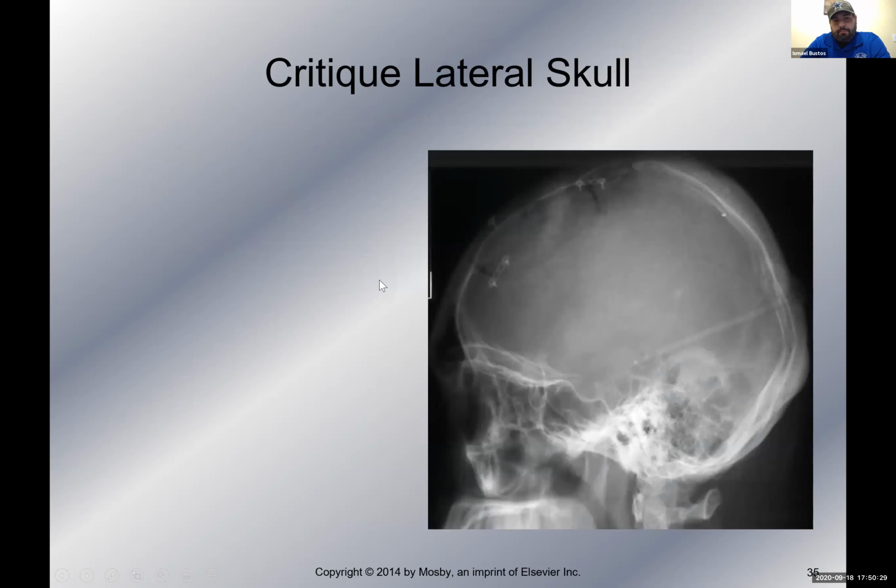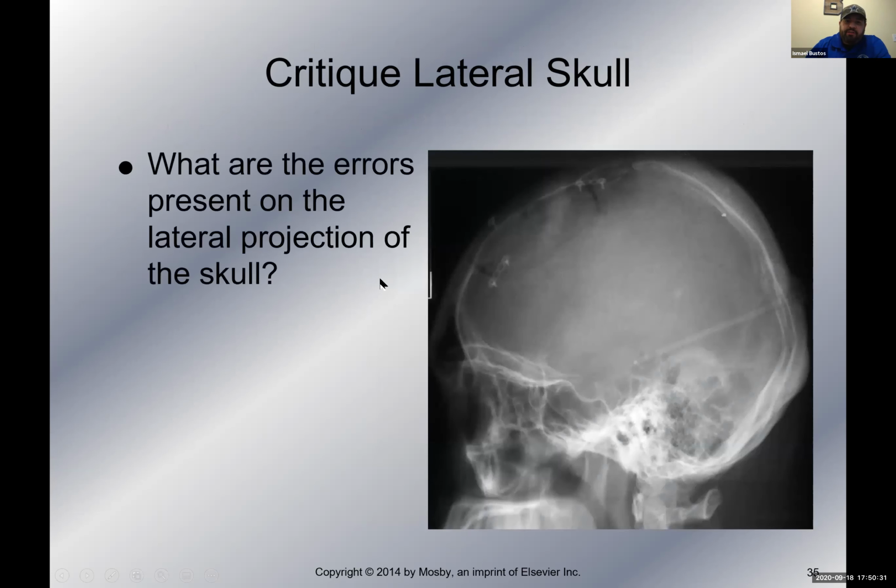Lateral skull. What are the errors present on this lateral skull? All right, so let's look at it. First of all, is all the anatomy there? I mean, we're kind of close here, right? So we may say get a little bit cut off there, right? What about rotation and tilt? Again, how do we check rotation? Looking for what type of separation? Anterior, posterior. What's the first thing we check?